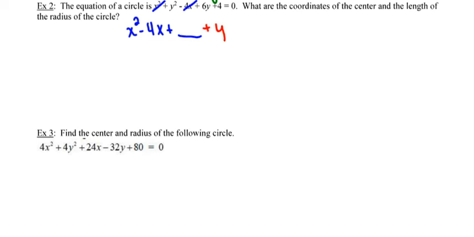Do the same thing for the y terms. And again, it's going to be plus some mystery number. And everything else, we're going to move through addition and subtraction to the other side. So to undo adding a 4, I'm going to subtract 4 from both sides, making that a negative 4 on the right side of my equation.